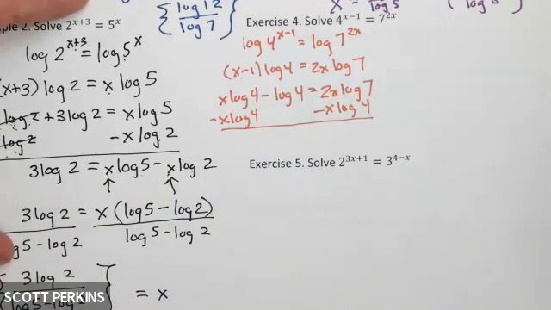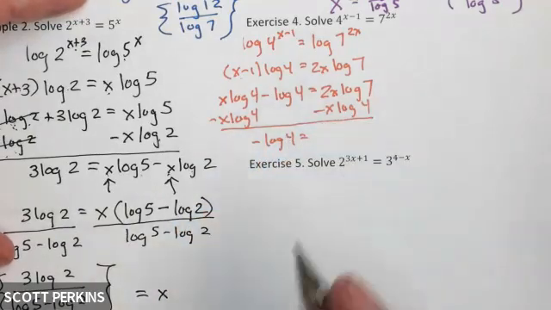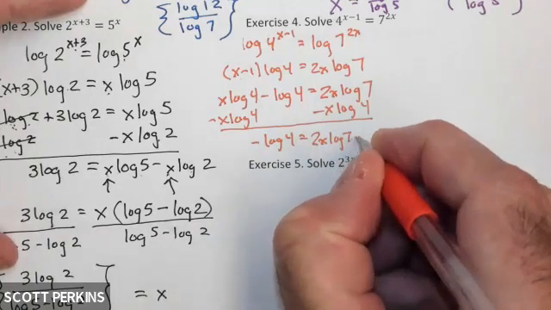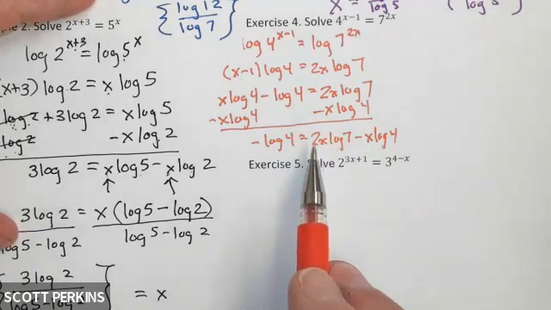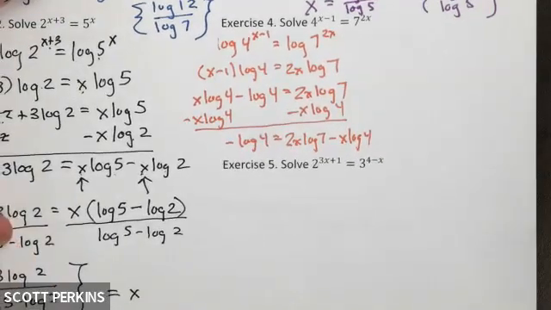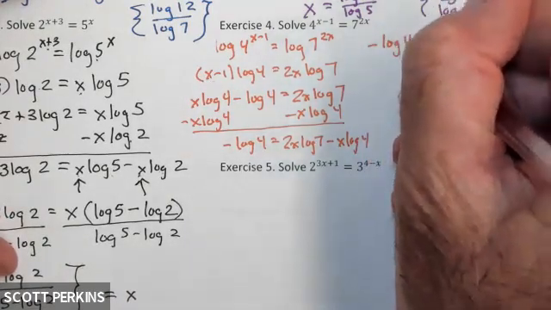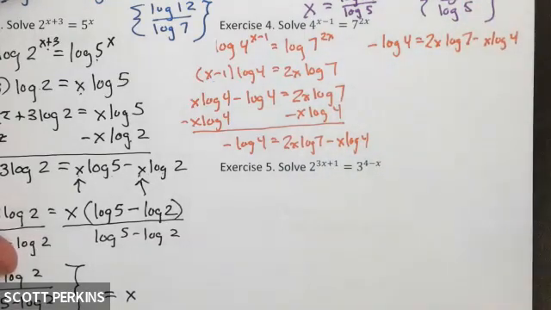So on the left side, what that leaves me is negative log of 4. And on the right side, since those are not like terms, don't try to combine them in any way. It's not going to work. So I've got 2x log of 7 minus x log of 4. While some of you are getting caught up with me, I'm going to take this and transcribe it up over here where I have some room. I'm not doing anything new here. So I've got negative log of 4 is equal to 2x log of 7 minus x log of 4.